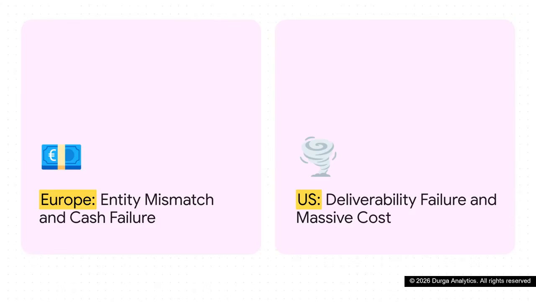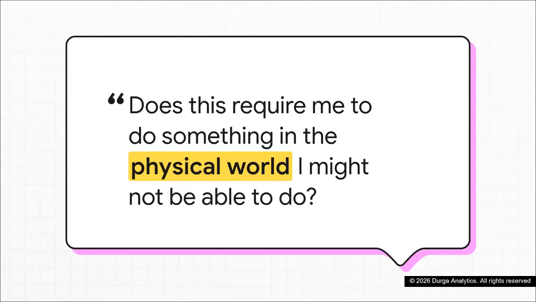Do you see the stark contrast here? The European market failed on contractual cash timing because of a legal entity mismatch. The US market failed on physical plumbing and real-world deliverability. Both of these desks genuinely thought they were hedged, but their control frameworks were built for entirely the wrong rung on the obligation ladder. So, aligning your risk framework to your true obligation rung is non-negotiable.